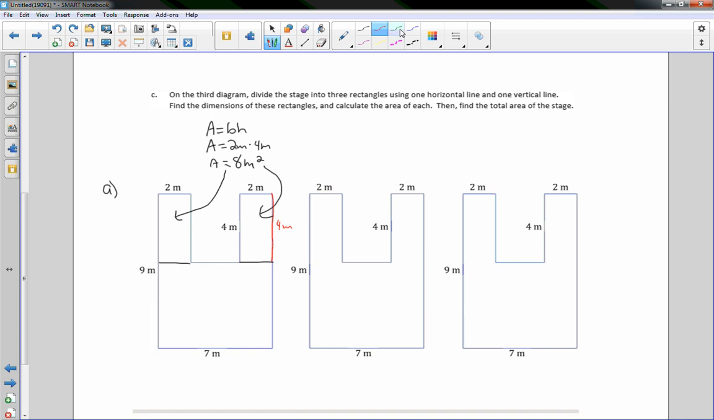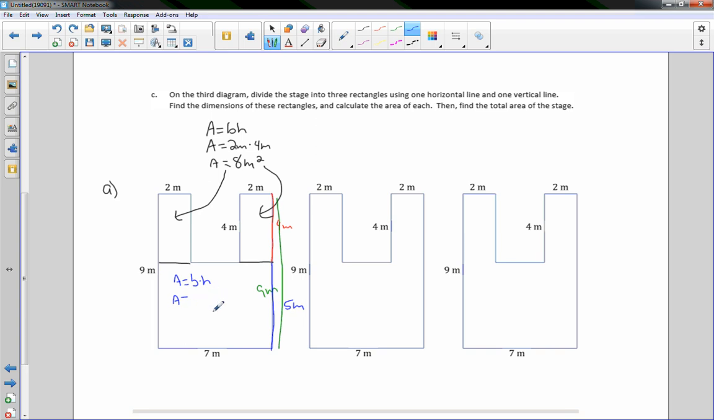And then we know this side over here's total is 9 meters. So when I move this over to here, I see that this whole side is 9 meters long, and this piece here is 4 meters, so therefore 9 minus 4 is 5 meters. That is this piece right here. So this area is base times height, which is, the base is 7, times the height of 5.